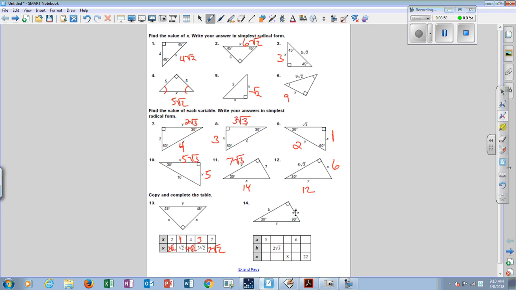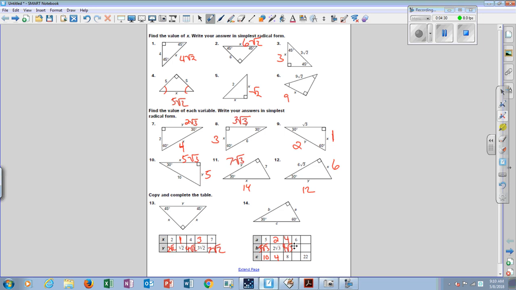If a is 5, that makes b 5 roots of 3. And c would be 10. If this is 2 roots of 3, that makes a 2. And then you do 2 times 2 to get 4 for the hypotenuse. If the hypotenuse is 8, cut that in half to get a, or the short side, which would be 4. Then multiply that by the square root of 3 to get the long side.